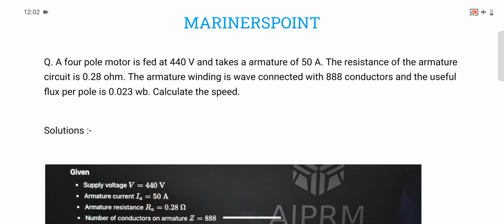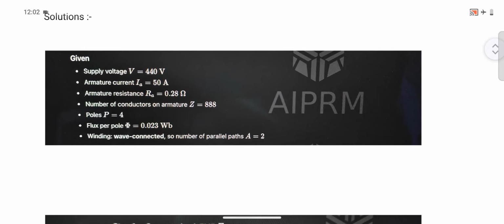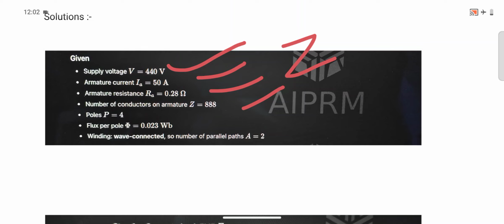Now we will solve this question step by step. First, we will see what the given data are from the question. We can see the supply voltage is given: 440 volt. Armature current is given, Ia equal to 50 ampere. Armature resistance is given, which is 0.28 ohm. The number of conductors on the armature is represented by Z equal to 888. The number of poles is 4 and the flux per pole is 0.023 Weber.